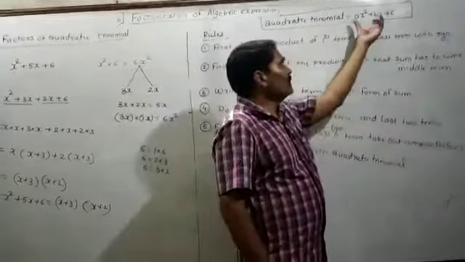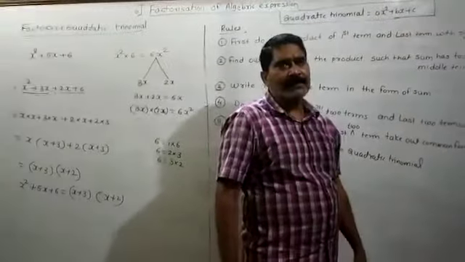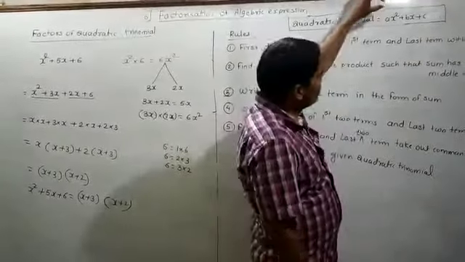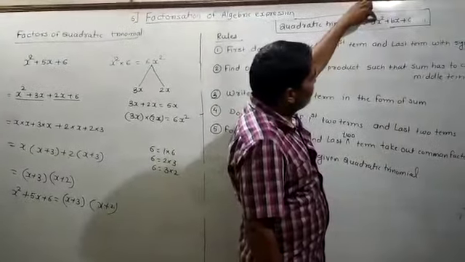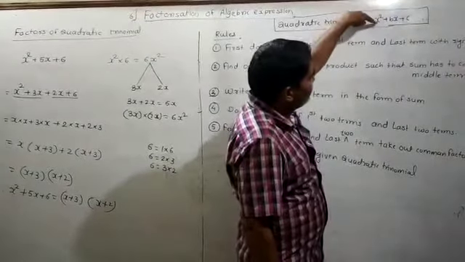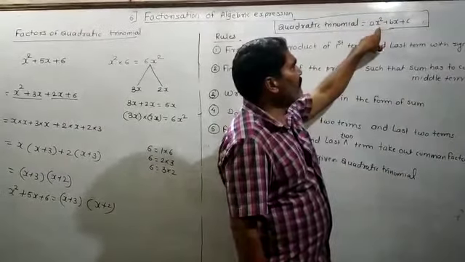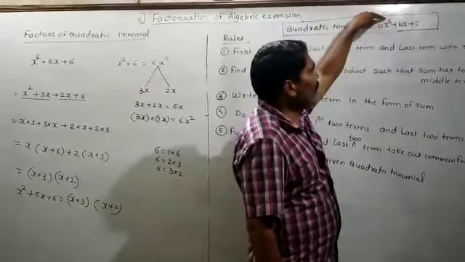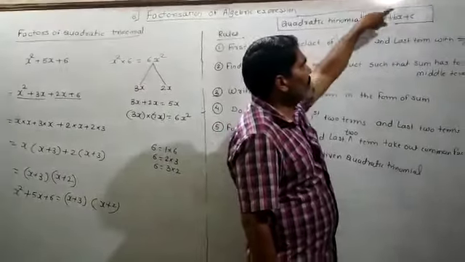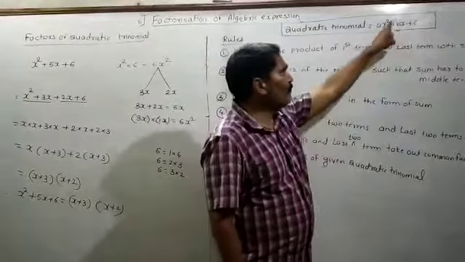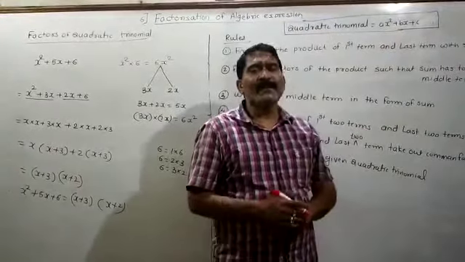This is the standard form of the quadratic trinomial. Quadratic means 2. The highest index of the variable is 2. Here the highest index of the variable x is 2. Here x index is 1, but here x index is 2. The highest index of the variable is 2, so you have to say that this is the quadratic.